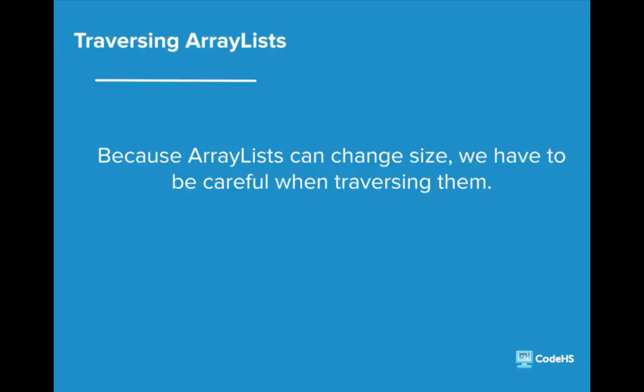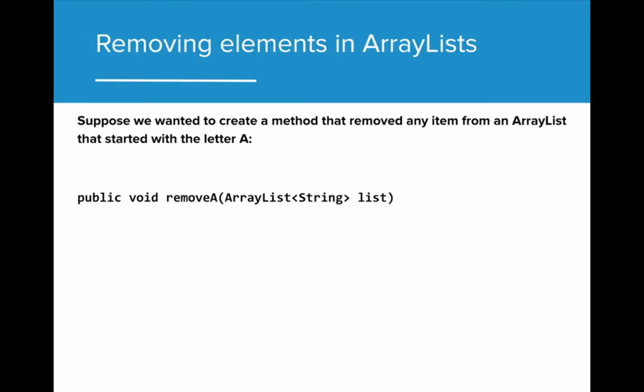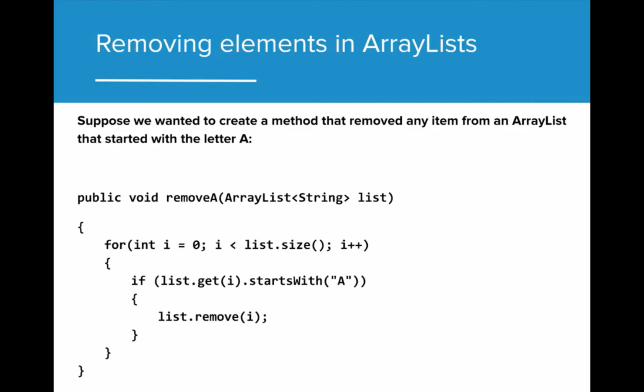Because ArrayLists can change size, we have to be careful when traversing them, as the changing size can affect which elements are being accessed. Let's say we wanted to create a method that removed any item from an ArrayList that started with the capital letter A. We might start by writing the method declaration. Here's what the full method might look like.